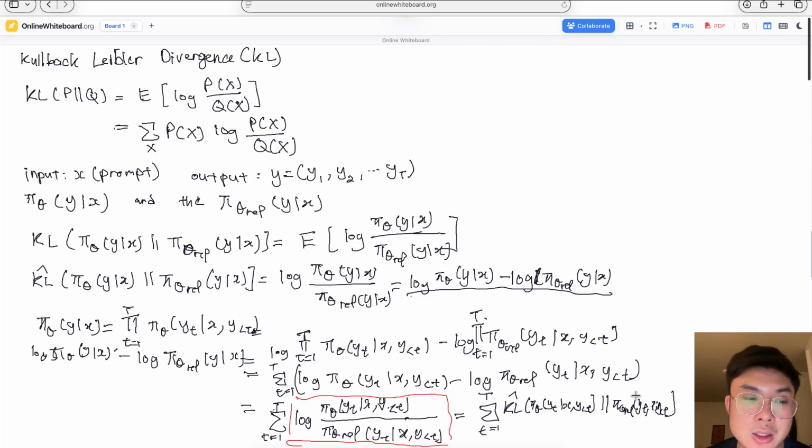Yeah, and this term is the loss that you usually see in LLM KL.